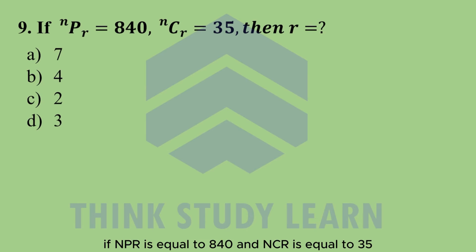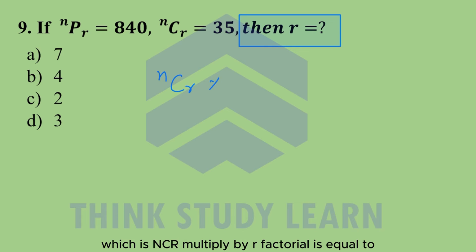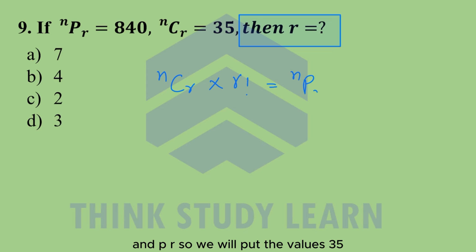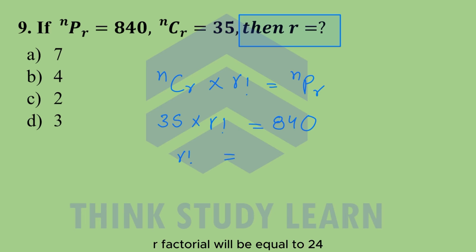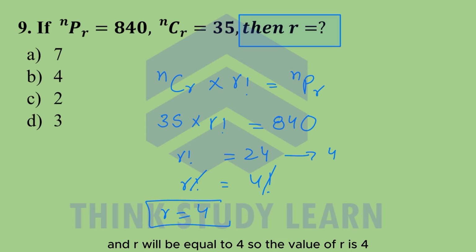If nPr is equal to 840 and nCr is equal to 35, then we have to find the value of r. We know the relation of nPr and nCr, which is nCr multiplied by r factorial is equal to nPr. So we will put the values. 35 multiplied by r factorial is equal to 840. r factorial will be equal to 24, and we know that 24 is the factorial of 4. So 4 factorial cancels out with the r factorial, and r will be equal to 4. So the value of r is 4. B option is the right answer.